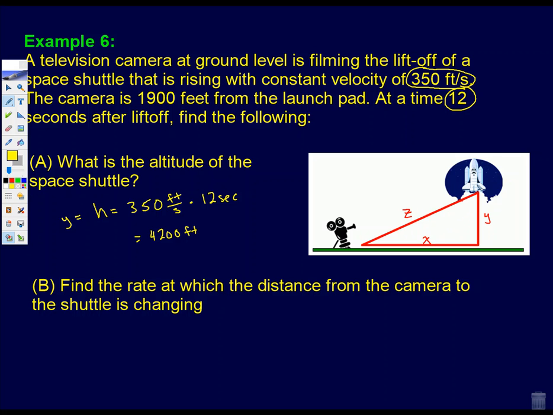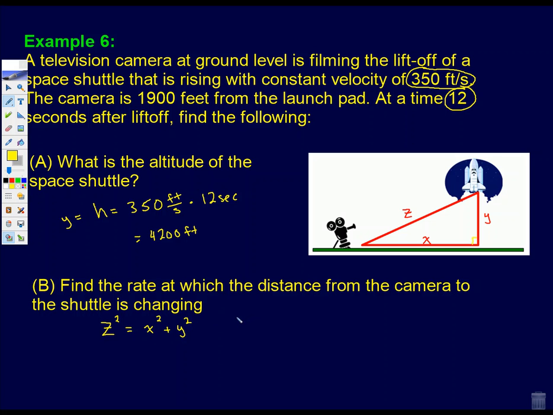But no matter how high the rocket is, this right triangle will be intact, and in any right triangle, the sides are always related by the Pythagorean theorem. So let's actually write that equation as our starting point, that the hypotenuse z squared is equal to the square of the other two sides added together.